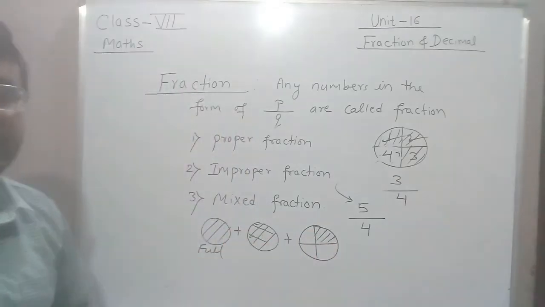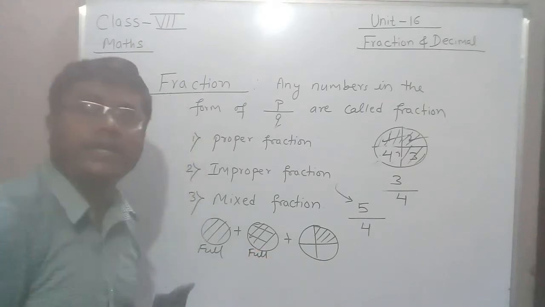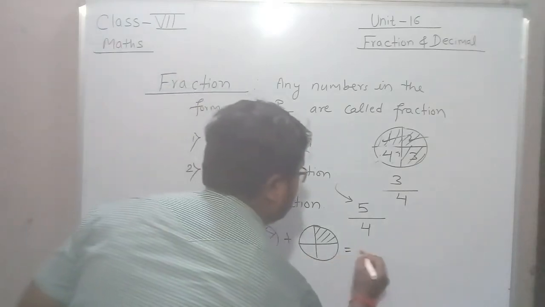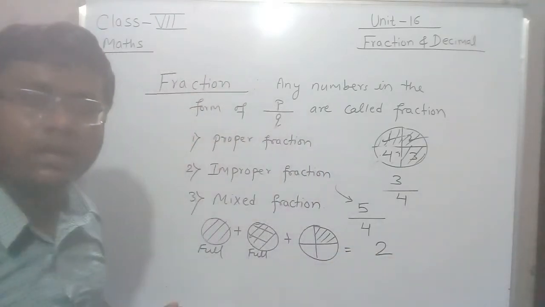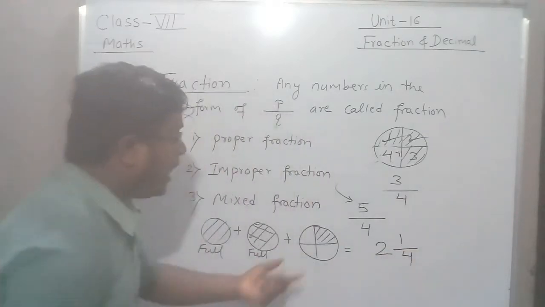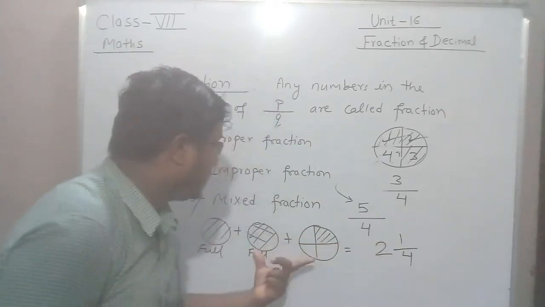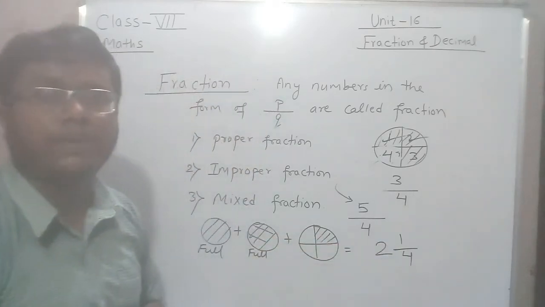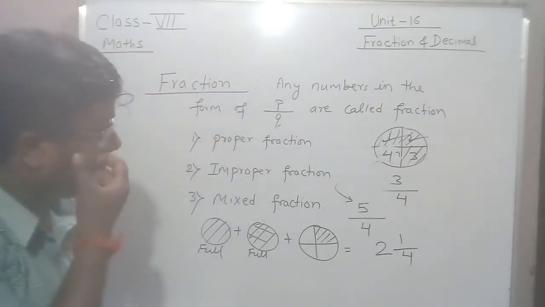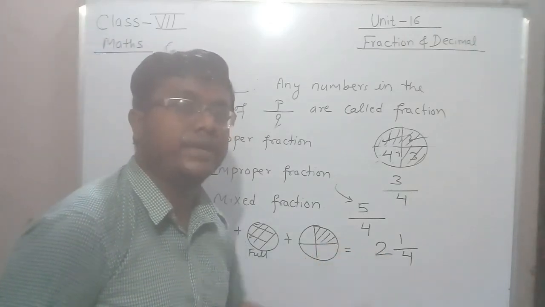So how will you represent it? Means 2 full chapatis have been eaten. So 1 plus 1, that is 2, is the whole, and this can be written as 1 upon 4, because out of 4 parts the person has eaten only 1 part. So this can be written as a fraction, 2 whole 1 upon 4. Okay, so this is your mixed fraction. Is it clear? This is your mixed fraction.